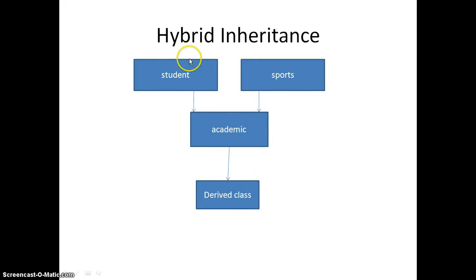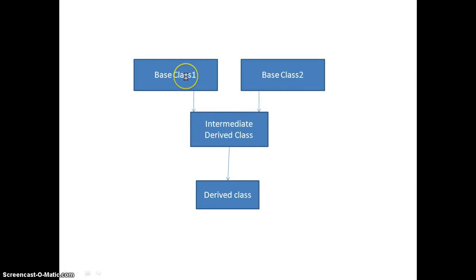What is multiple inheritance? A derived class will have more than one base class. So students is one base class, workforce is another base class, and academic is the derived class. These three classes, students, workforce and academic, lead to multiple inheritance. Students, academic and derived class lead to multi-level inheritance. The properties of students will be inherited by academic, and the properties of academic will be inherited by the derived class. So the derived class has the right to access the properties of both the academic and the students class.